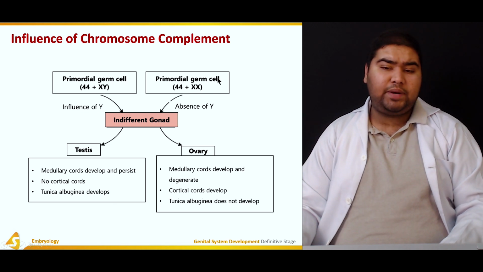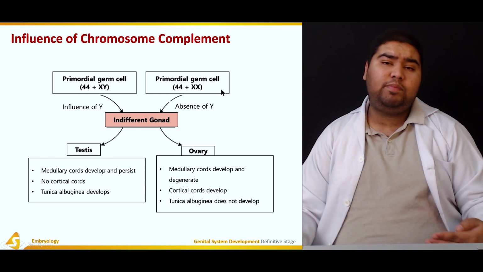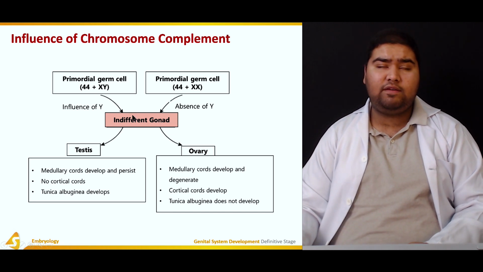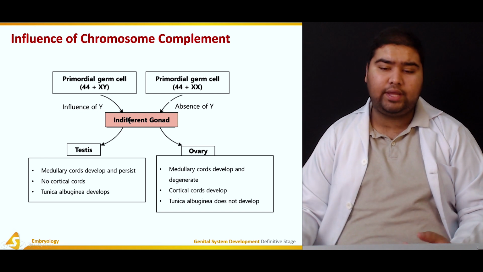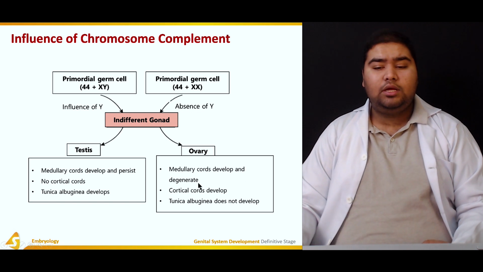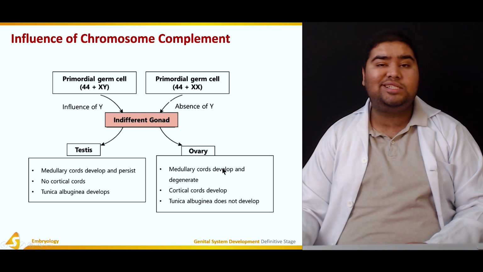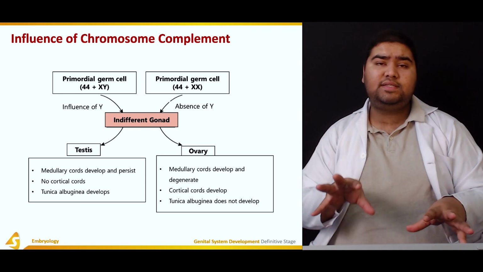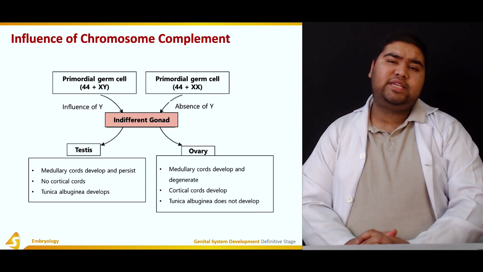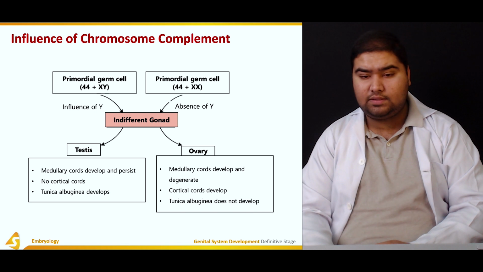Now again, we have the primordial germ cell with a complement of 44 plus XX, that is 44 plus a female component. There is absence of the SRY gene, as a result of which the indifferent gonad differentiates into an ovary. Now the medullary cords develop, but they degenerate. The cortical cords develop, and finally tunica albuginea does not form. So these are the differences which actually take place due to the genetic complement of the fetus, which help in determining the phenotypic sex of the adult.